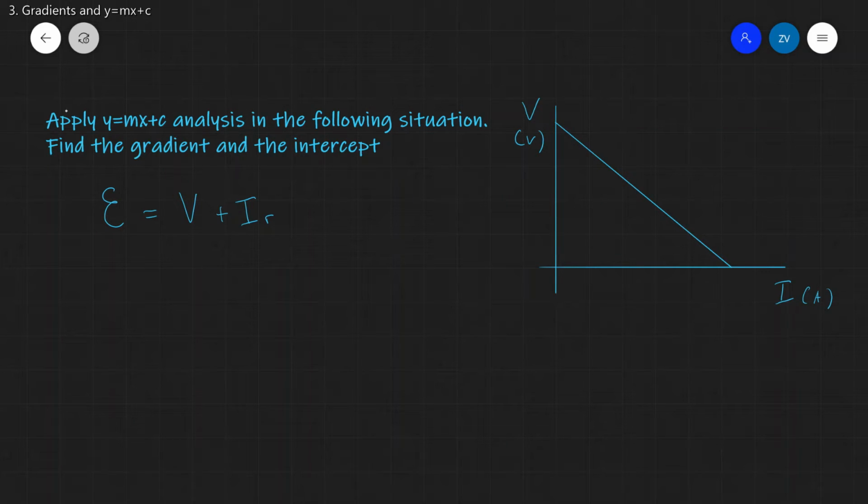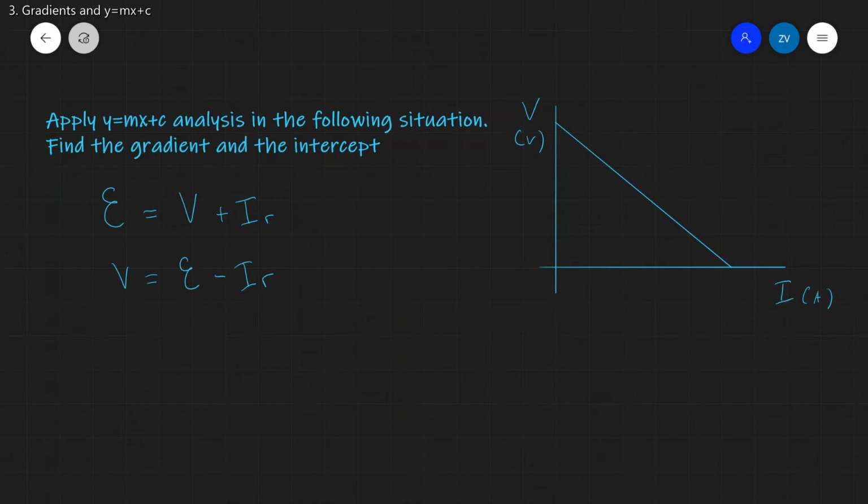And final y is equal to mx plus c example. So let's apply y is equal to mx plus c analysis in this situation. Find the gradient and then the intercept. We're given this equation that epsilon, which is the EMF, is equal to v, which is the terminal PD, plus I times r. Once again, if you've not done this equation yet, do not worry. We'll just be looking at the symbols behind it and applying the maths. We have a graph of v against I. So our first step is to rearrange for whichever quantity is on the y-axis. So in this case, this is v, and v will be equal to the EMF epsilon, take away I times r.